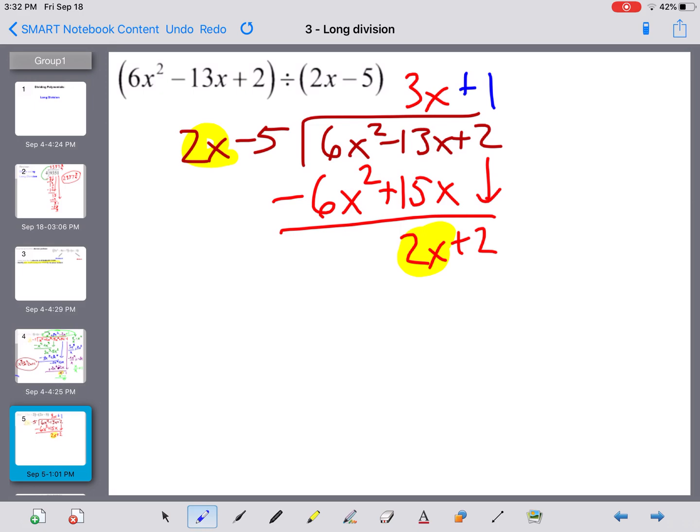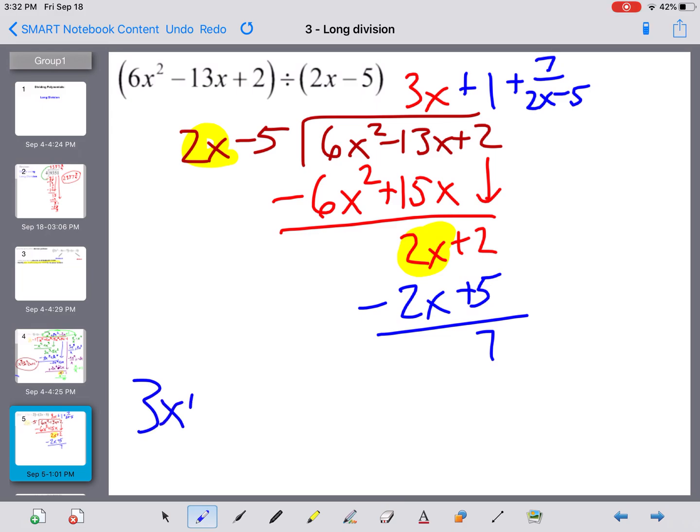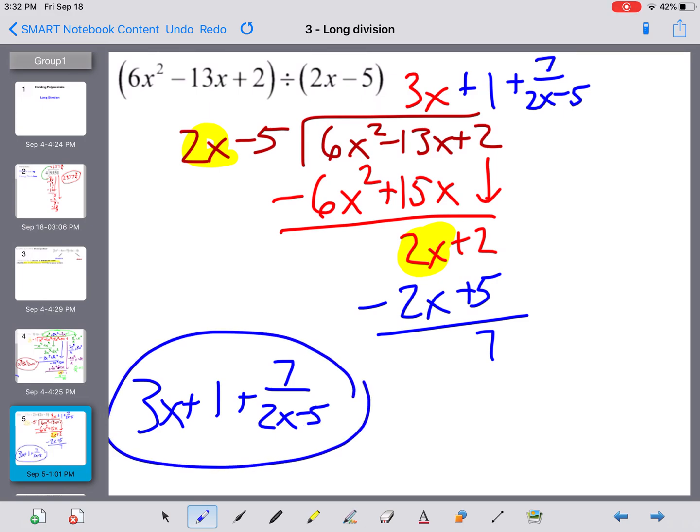So 1 times 2x is going to give us 2x. 1 times negative 5 is going to be minus 5. And we need to remember to change our signs, so we're going to be left with 7. We have nothing left to bring down, so we don't have any decimals or anything like that. So what we're going to say is we're going to have a remainder of 7 over 2x minus 5. So writing that in a little bit cleaner format, we'll have 3x plus 1 plus 7 over 2x minus 5. So you have to write all of that as your answer if it does not divide evenly.